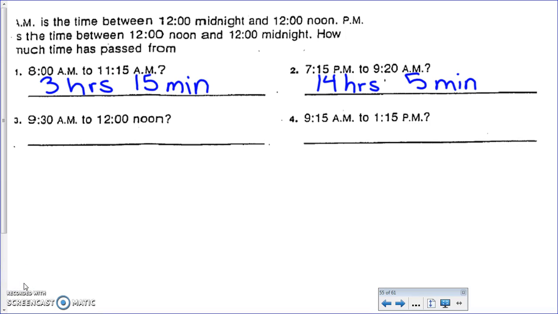For number 3, we go from 9:30 a.m. to 12 noon. So to go from 9:30 to 10 o'clock is 30 minutes. From 10 to noon is 2 hours. So we end up with 2 hours, 30 minutes.